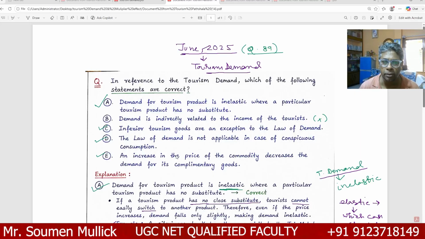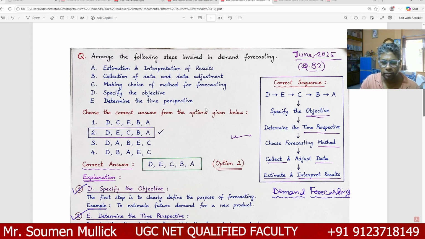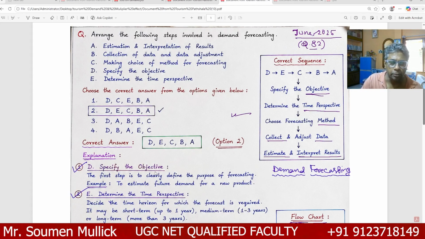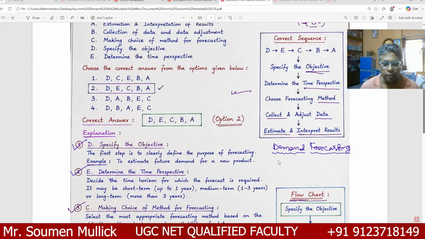In reference to tourism demand, which of the following statements are correct? Now we move on to the next question. Arrange the following steps involved in demand forecasting. This question is from June 2025, question number 82. The steps given are: estimation and interpretation of result, collection of the data and adjustment, making choice of method for forecasting, specify the objective, determine the time perspective. Step 1 should be D, specify the objective. The first step is to clearly define the purpose of forecasting, for example, to estimate future demand for a new product.